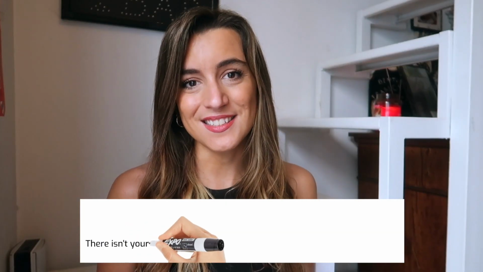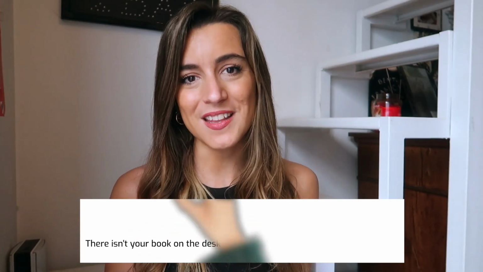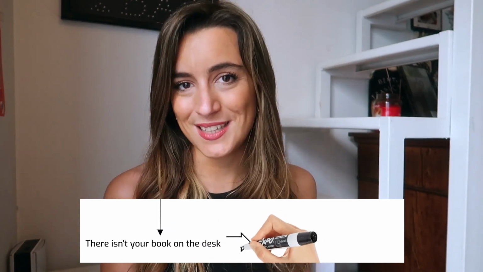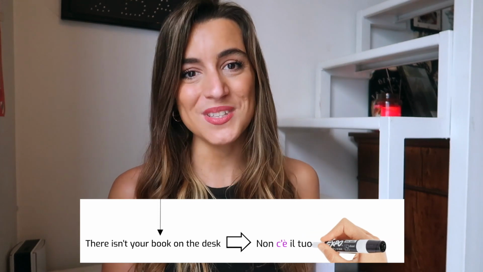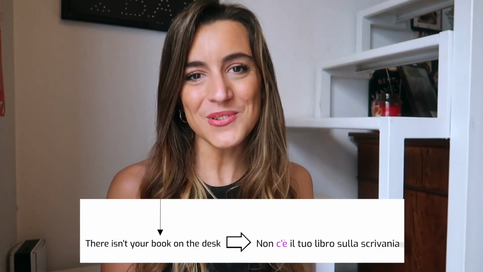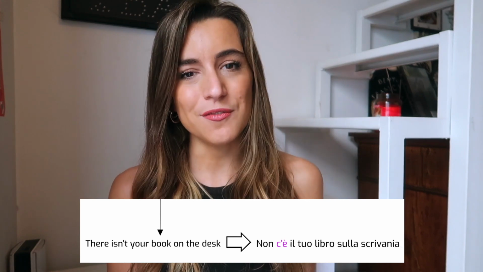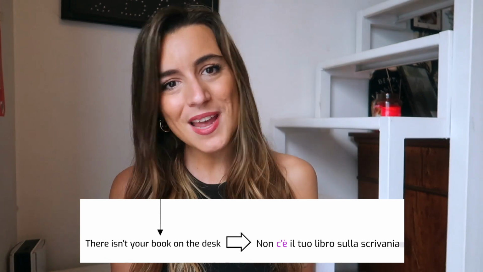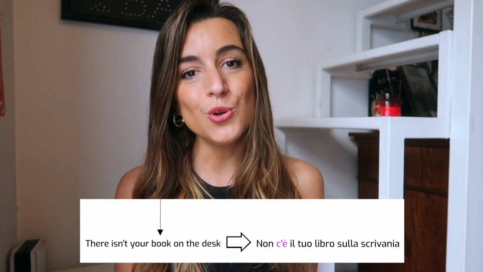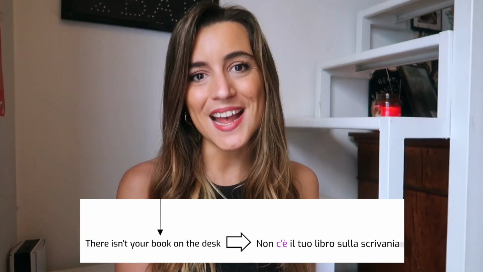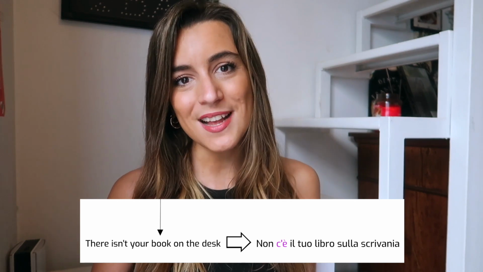In this sentence, there isn't your book on the desk. The subject of our sentence here is the book, il libro. Libro è singolare, quindi anche in questo caso usiamo c'è. Therefore, also in this case, we would use c'è. In this case, the sentence is negative, but nothing changes. All we have to do is adding non before c'è. Therefore, the sentence becomes non c'è il tuo libro sulla scrivania.